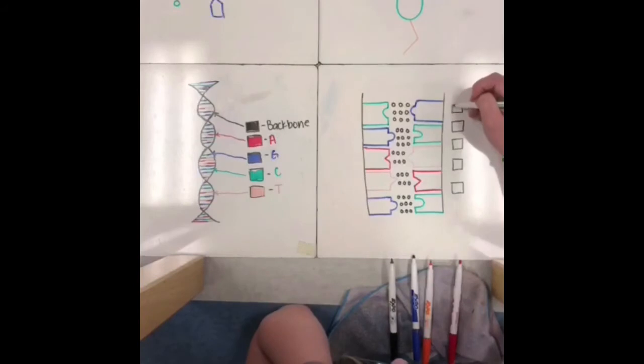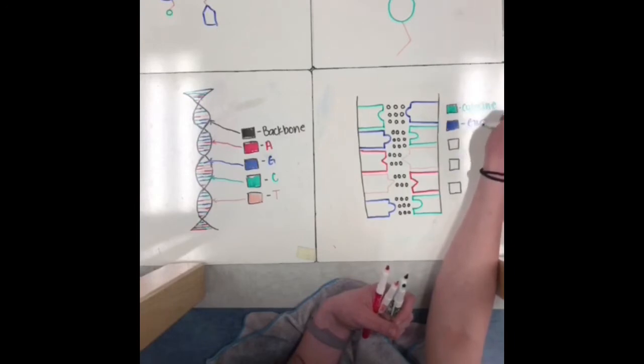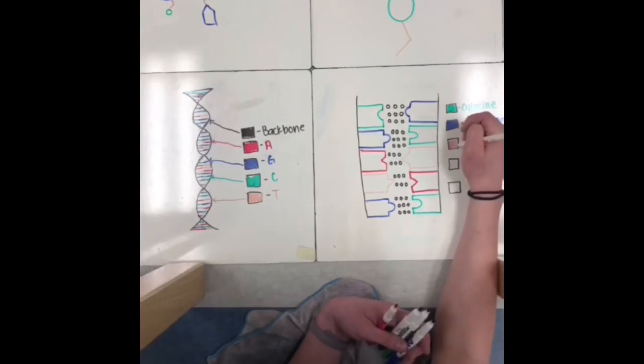Now, let's go a little bit more in depth. The black outline is still the backbone of the DNA structure. The green is still C for cytosine. The blue is still G for guanine. The red is still A for adenine. And the orange is still T for thymine. These four letters are considered our nitrogenous bases.